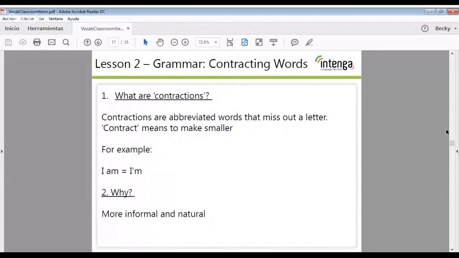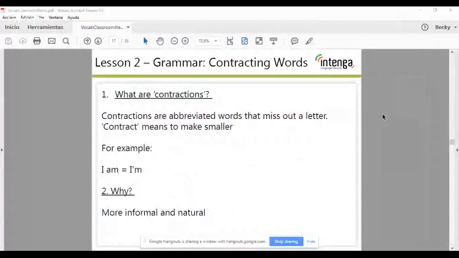Perfect. So contractions. Contractions are abbreviated words that miss out a letter or that cut out, I might use. Contract means to make smaller. And so the example here is I am is I'm. Okay, and why, which we've already answered, because it's more informal and natural. It's easier to pronounce. It keeps things flowing and it's just natural. If you're not contracting in the sentence, you might sound like a robot otherwise.